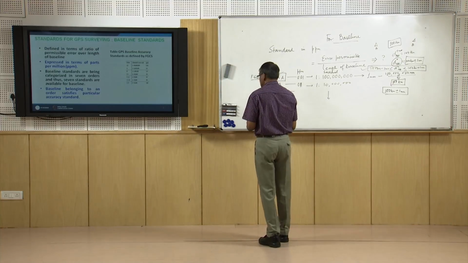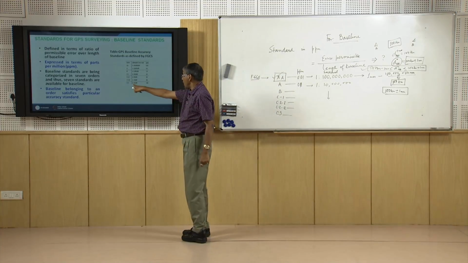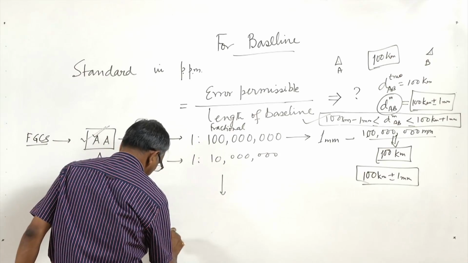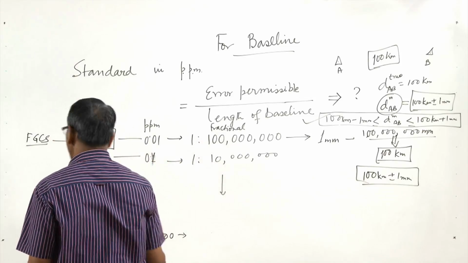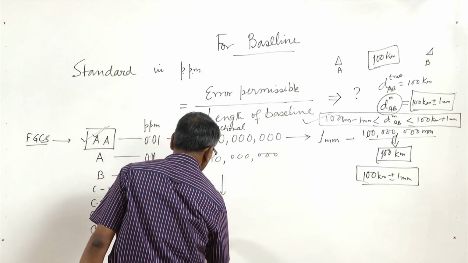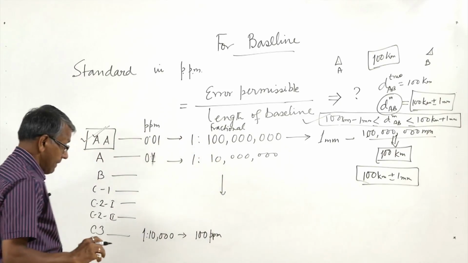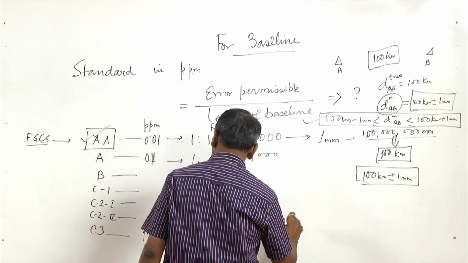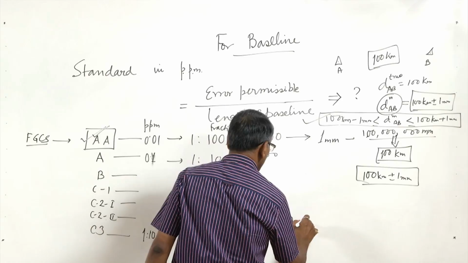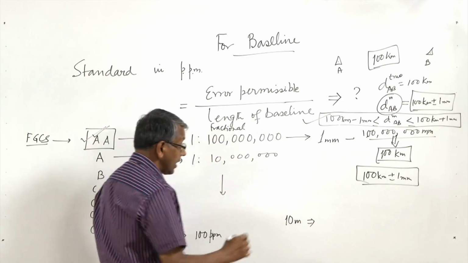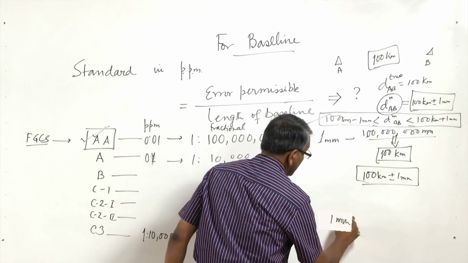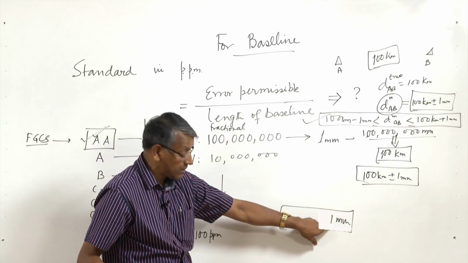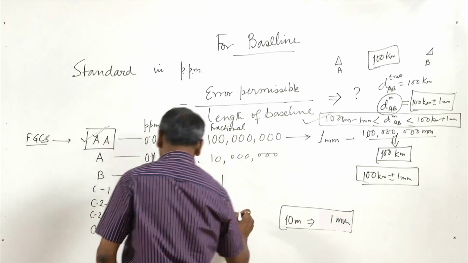Similarly for other orders, here we can see 1 in 10,000 is C3, which provides an error of 100 parts per million. That means if we measure a distance of 10 meter, we may allow an error of 1 millimeter. In measuring a distance of 10 meter, we are allowing an error in measurement of 1 millimeter. That is what is called C3.